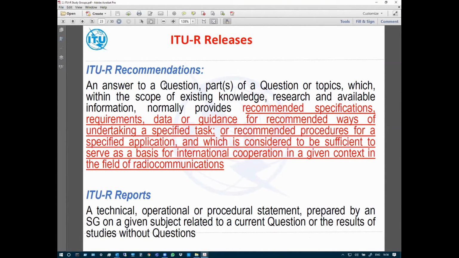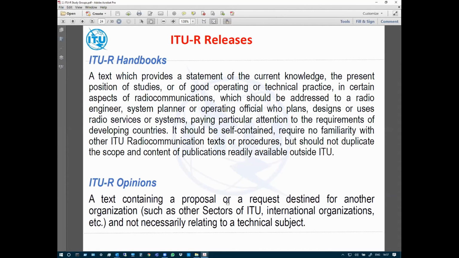Recommendations: an answer to a question or a set of topics, a recommended specification, requirement, data, or guidance for recommended ways of undertaking a specific task, or a recommended procedure for a specific application, which is considered sufficient to serve as a basis for international cooperation in a given context of the field of radiocommunications. The report is a technical, operational, or procedural statement prepared by a study group on a given subject. The handbook is something like a collection of the state of the art on different topics, presenting the different positions of the studies and a good overview of technical practices. And the ITU-R opinions are less frequent, but we have them: a text containing a proposal or a request destined for another organization, such as another sector or other international organizations.